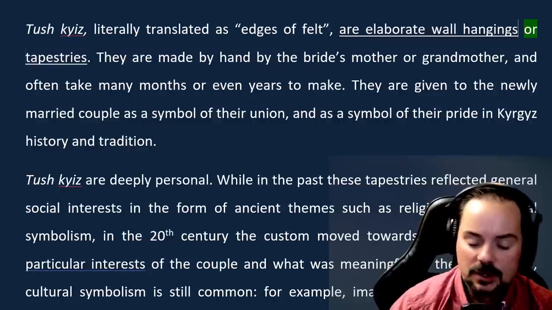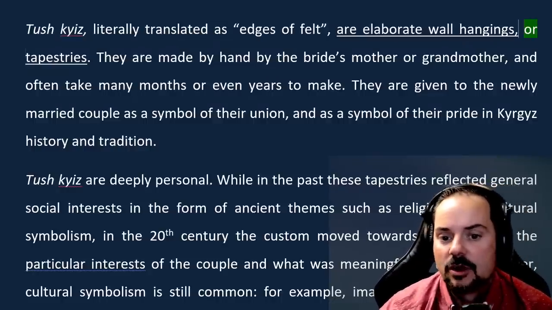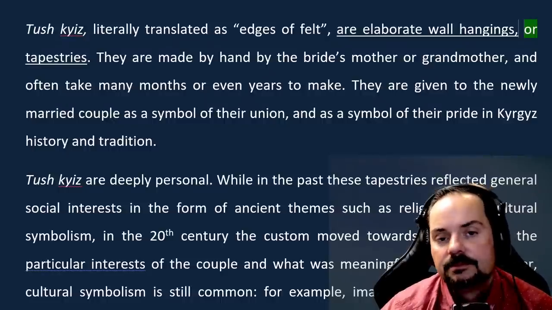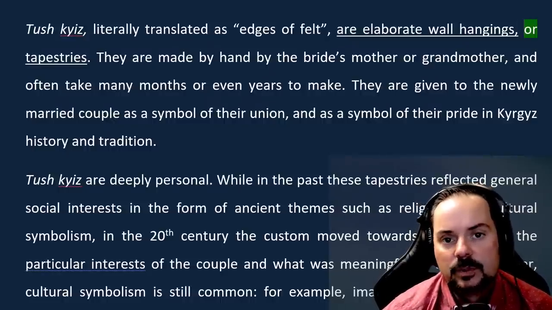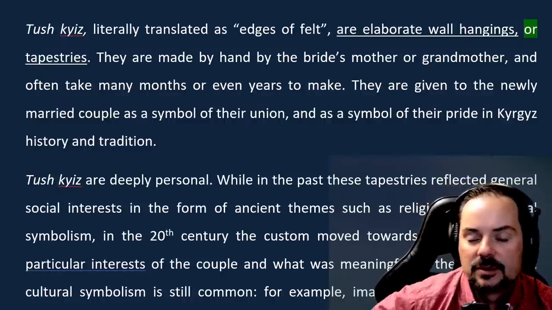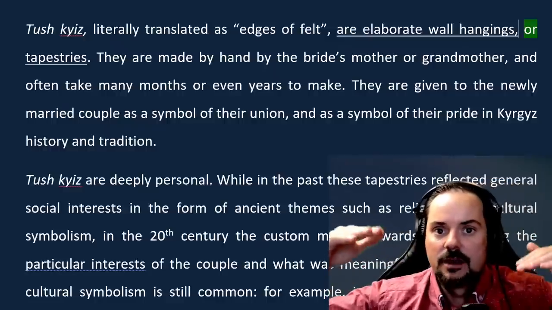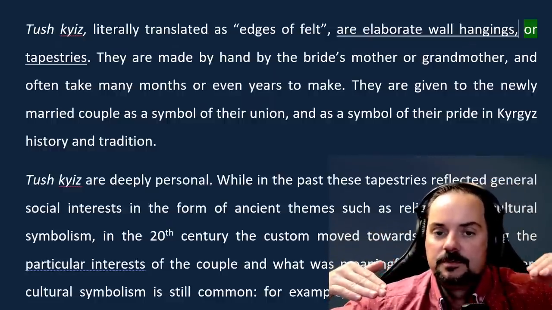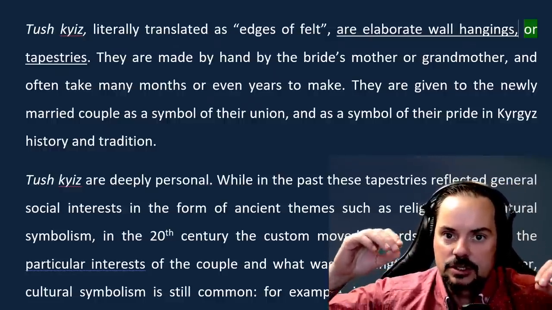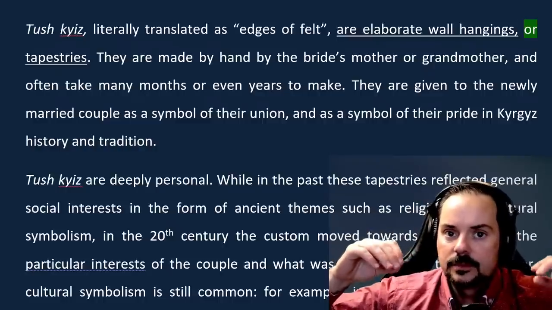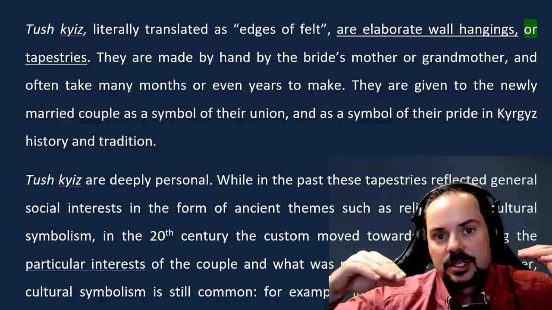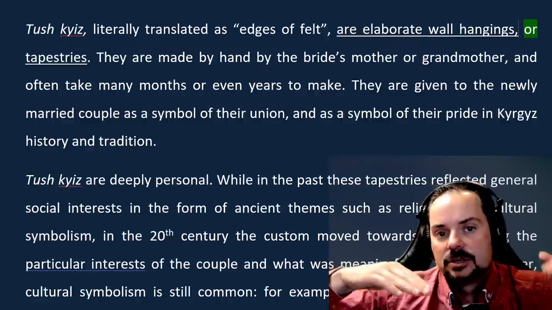Or you could, instead of the "or," just have a comma. So you could just have "our elaborate wall hangings, comma, tapestries." And then we know that the comma means whatever was before it is a definition of that. Okay. So really pay attention to that use of the comma and the "or," these expressions, which tell you that this is the definition for this word.